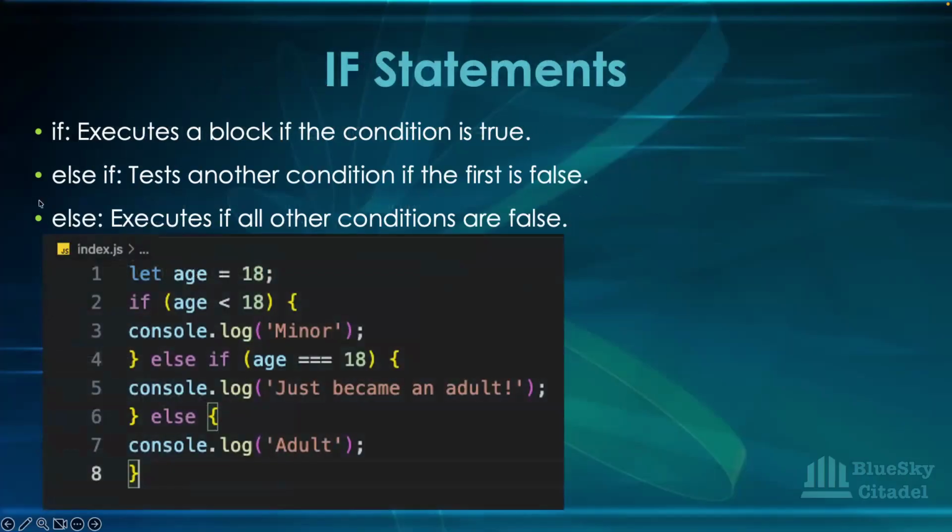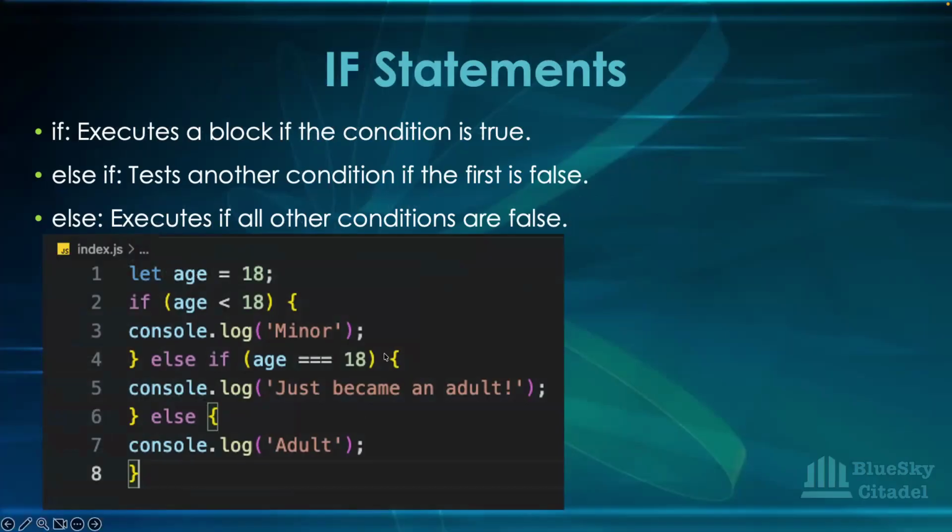The if statement executes only if the condition is true. The else if tests another condition if the first is false. So if the if statement is false, we jump to the else if block. And if this is also false, then we execute the else statement. The else is like a catch-all keyword.